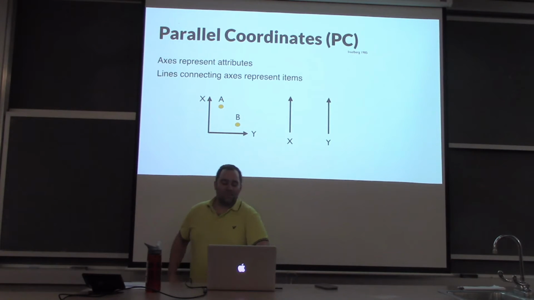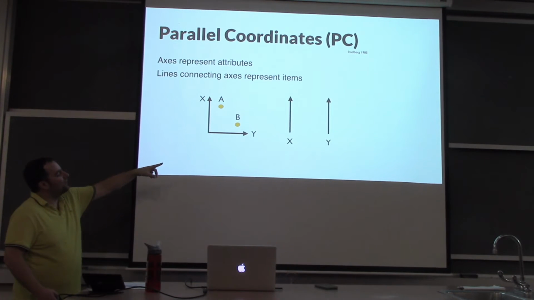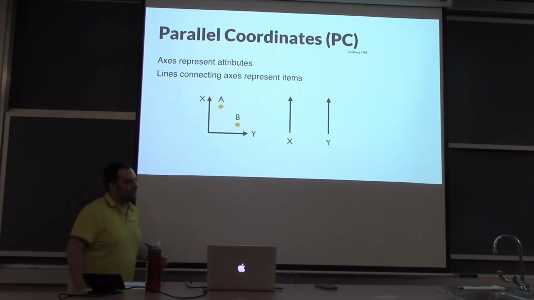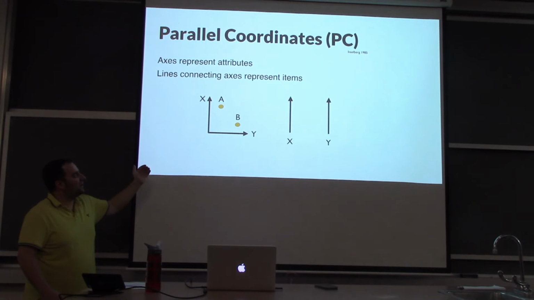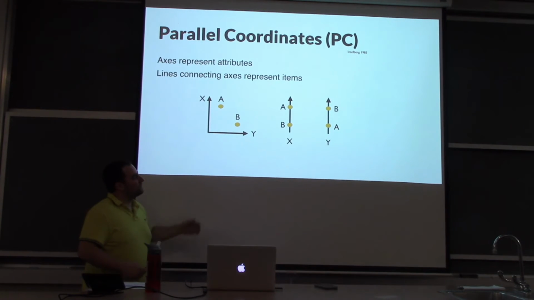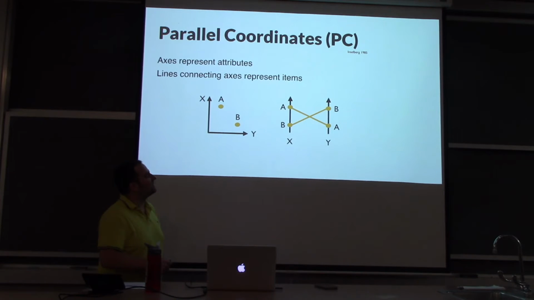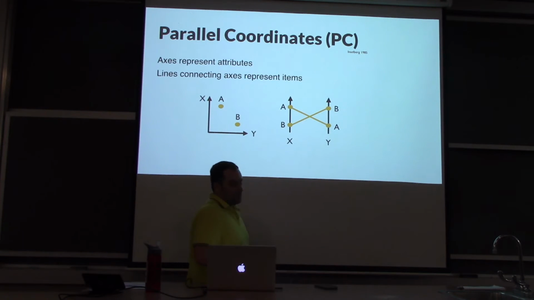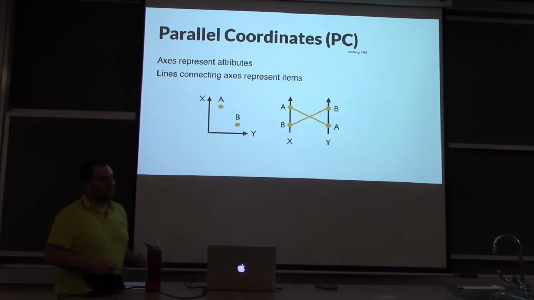Okay, so in parallel coordinates, how would those two points look? X and Y as dimensions, A and B as the items. A is high in X and low in Y, B is high in Y and low in X. These would be added to these axes and then connected by lines. So I see that A is high in X, low in Y, B is low in X, high in Y, and I get this crossing here that visualizes this trend. So these are the equivalent plots of these two techniques.